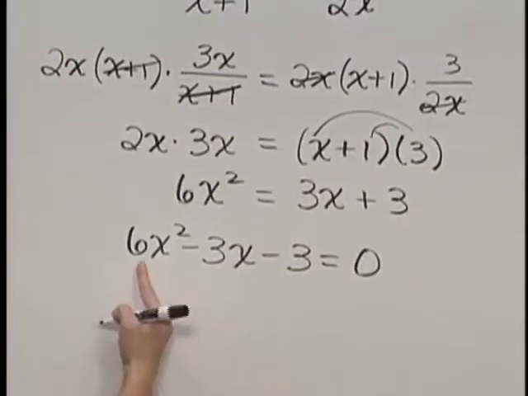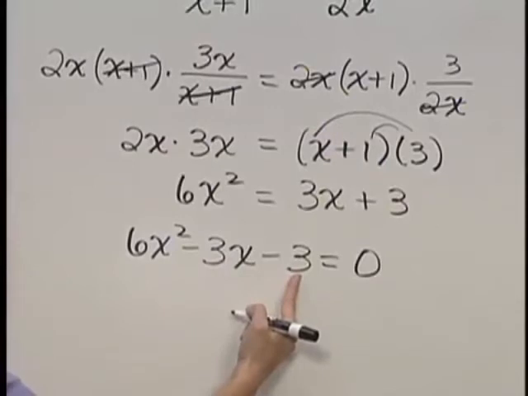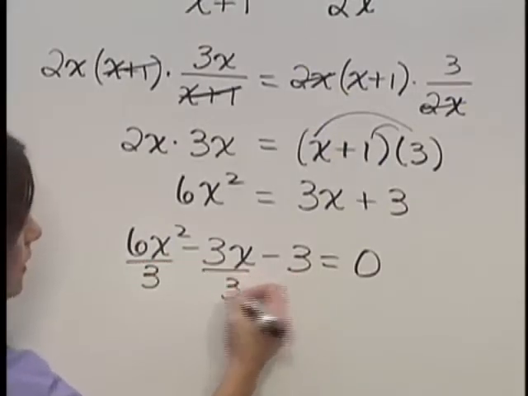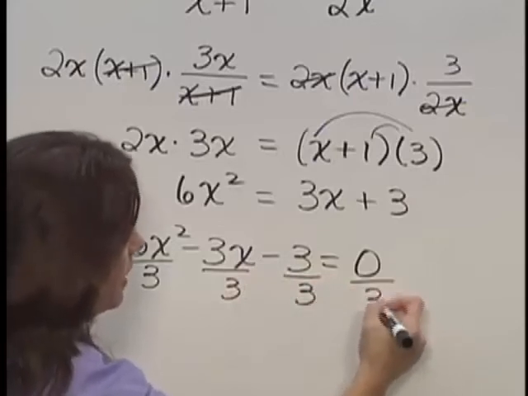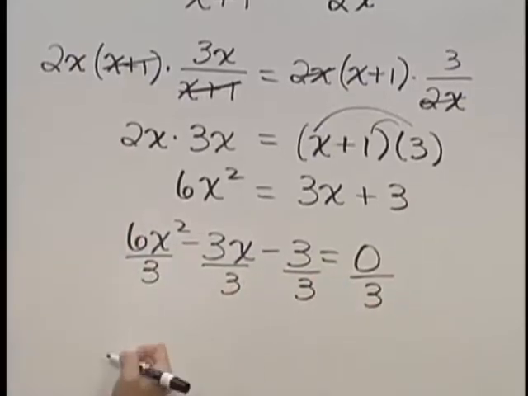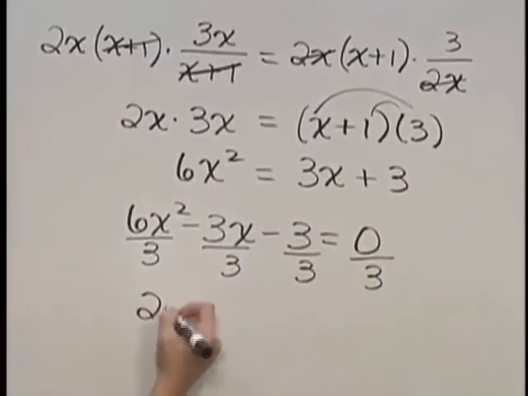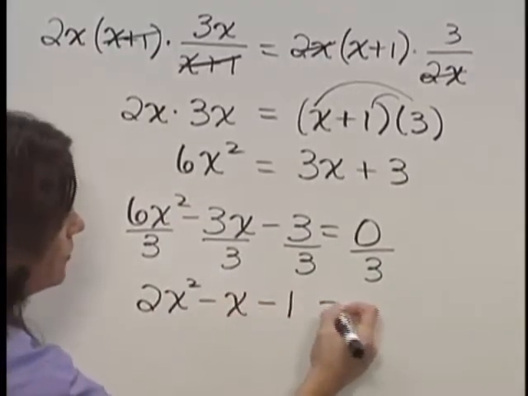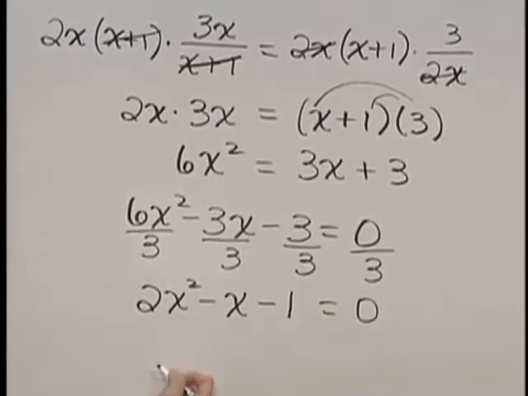At this point, let's notice that there's a common factor of 3 in each of these terms. So let's divide both sides by that common factor of 3, just to clean this up a little bit. This becomes a 2x squared minus x minus 1 is equal to 0. And now let's factor this trinomial.